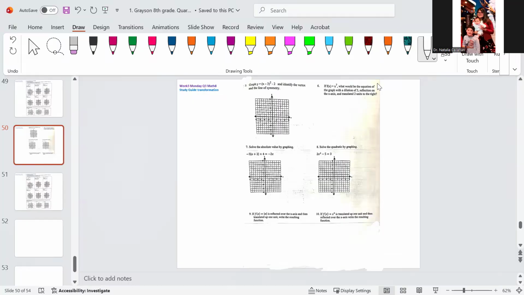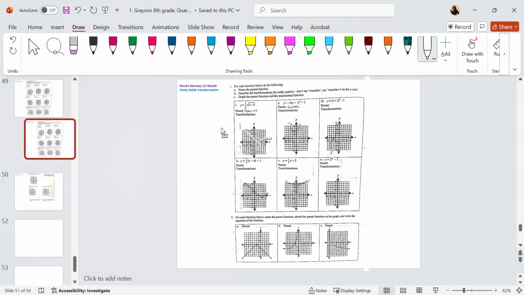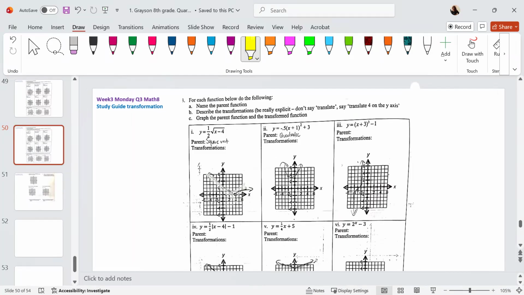All right, so today is week 3, Monday. It's your study guide for the test that's coming up. So let's take a look over here. So first one, what does it say?